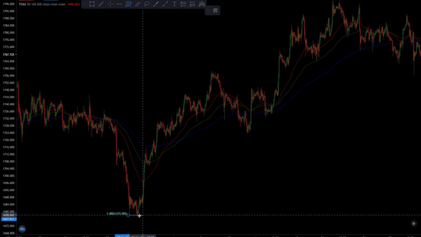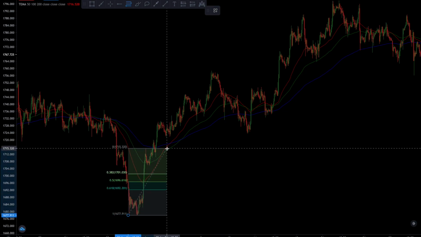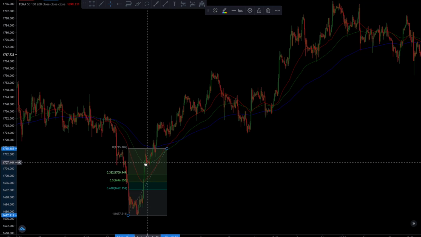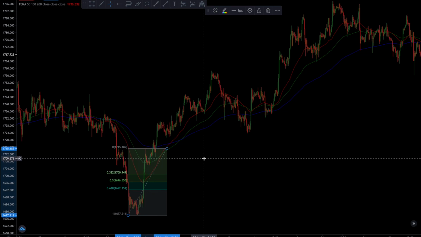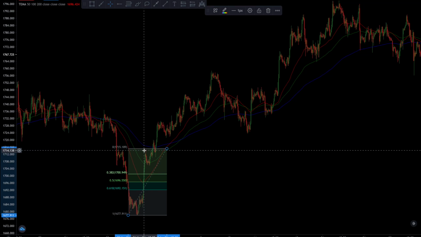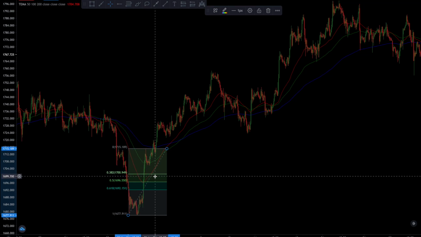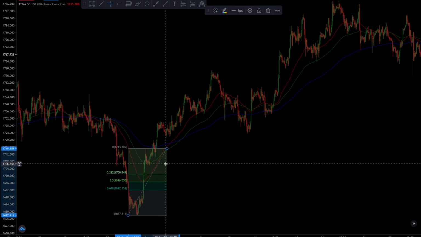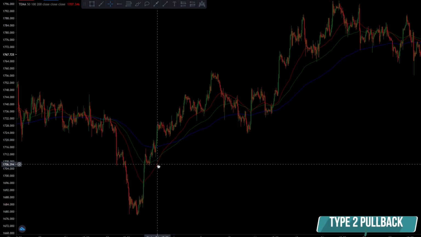Like if we draw Fibonacci retracement from this point and then we take it till this point, you will see that we have a pullback over here, but the pullback is very small, and this is the type 1 pullback because the price has not retraced till 0.382. So anything above 0.382 will be type 1 pullback. Now we will see how to trade the type 1 pullback after we are done understanding the next 2 types of pullback. So the next type of pullback is the type 2 pullback.